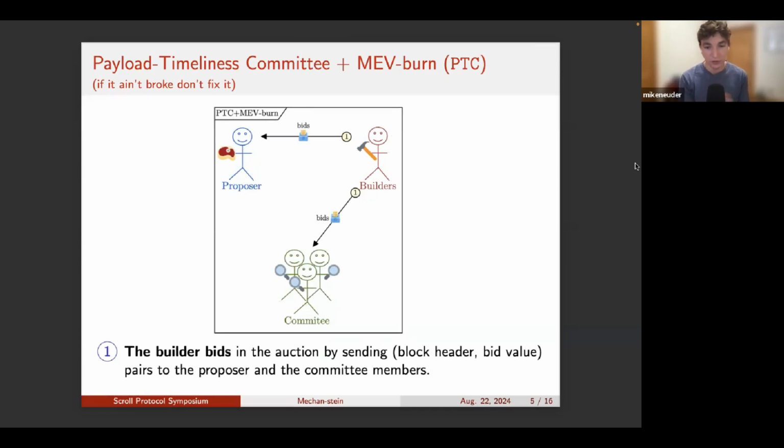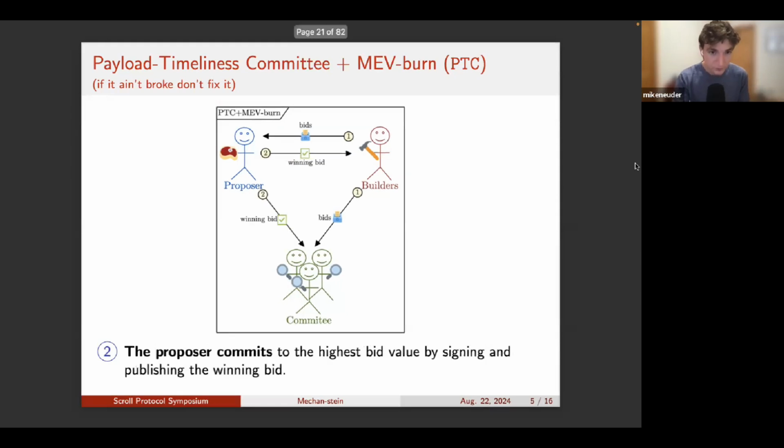It's important to call out the block header portion here because it means that the builders are actually committing to the contents of the block with their bid. So they say, here's the header of my execution payload, which is a commitment, like a hash of all the transactions. And here's how much I'm willing to pay to produce this block. And these bids are communicated over the network. As a result, they propagate to the proposer themselves and also to the committee members who are going to be in charge of ensuring that this auction takes place in a transparent and fair way.